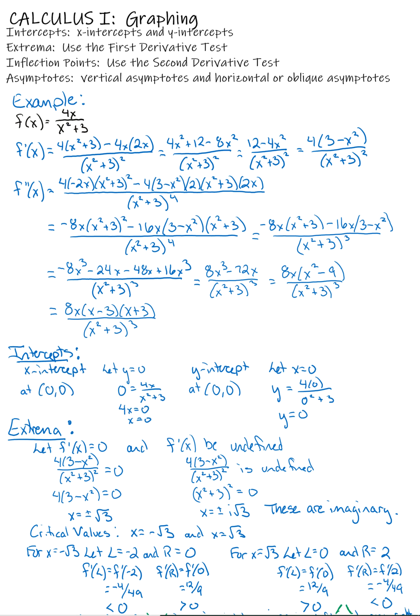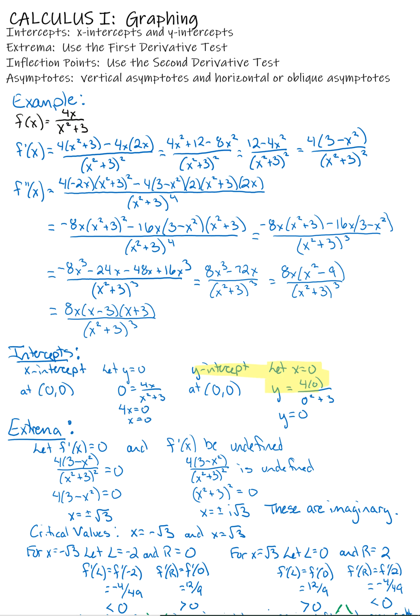Now, 0, 0, the origin, is also a y-intercept, so you don't necessarily have to go through this. You can simply say, well, there's only one y-intercept and we've already found it. However, if you want to, you can go through the process for all y-intercepts.